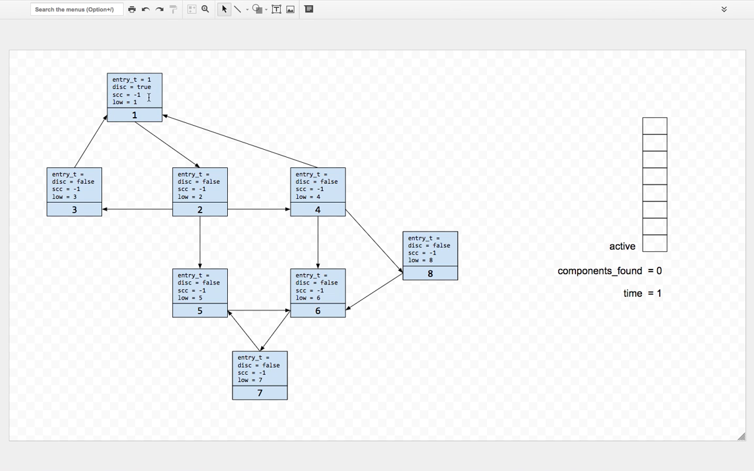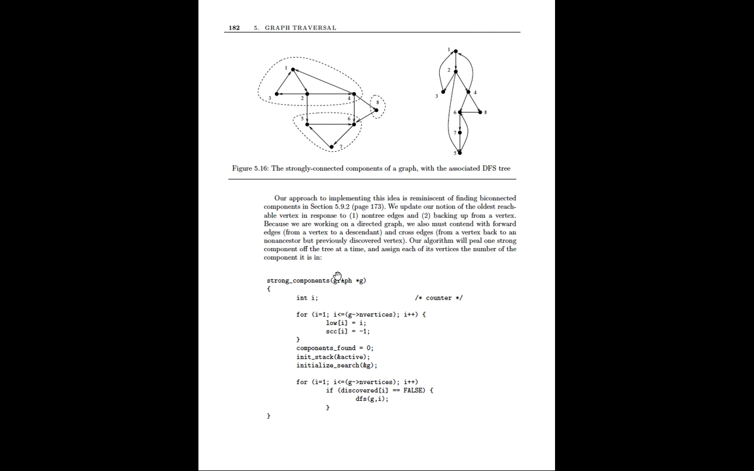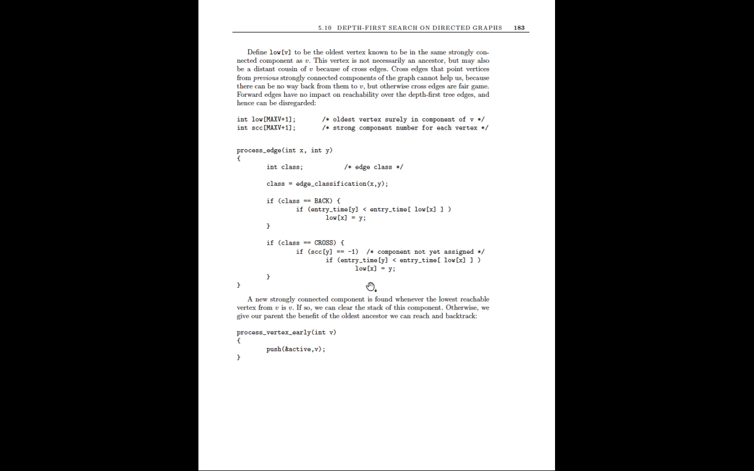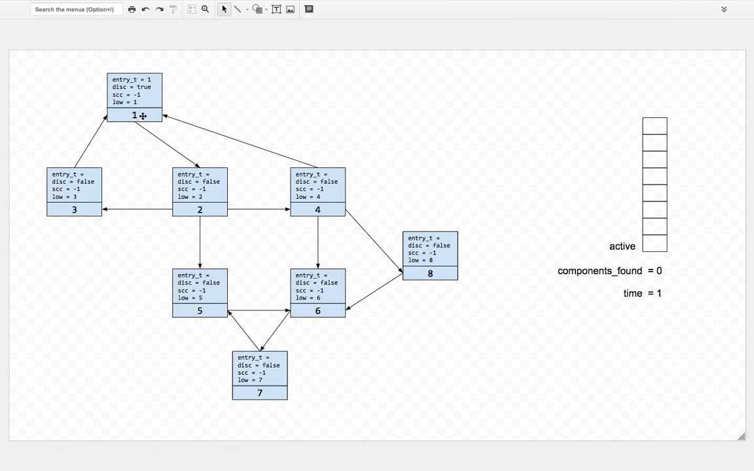After that, we execute whatever the process vertex early routine is for our particular algorithm. And in this case, process vertex early simply involves pushing the vertex that we are currently looking at onto the active stack. So vertex number 1 gets pushed onto the stack.